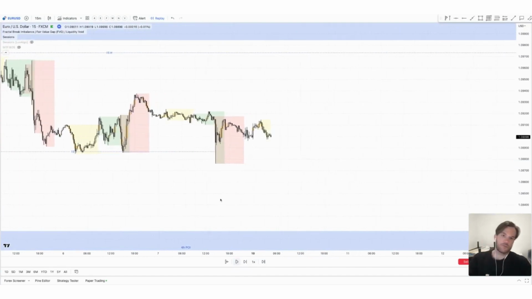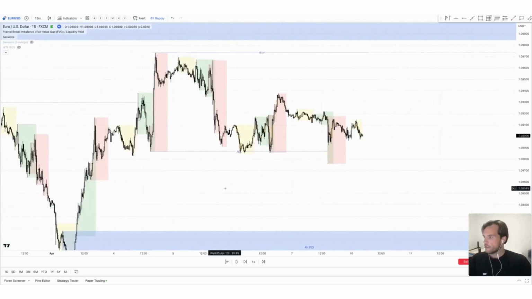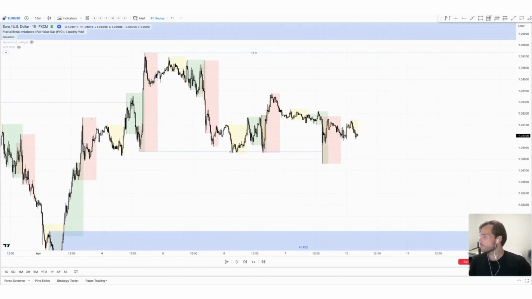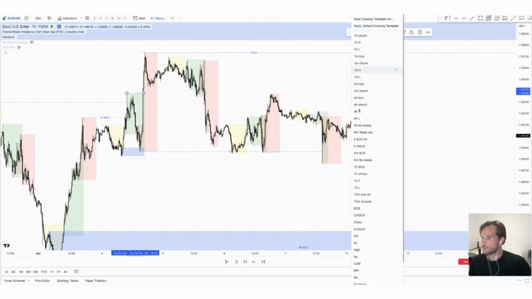What I can do, maybe I skipped too much ahead. So we had this 4 hour break of structure here. I'll just show you how we got to the 15-minute that I'm looking at. We had this 15-minute break of structure here, which was the area that we took trades out of. And then we got the 15-minute break of structure here.